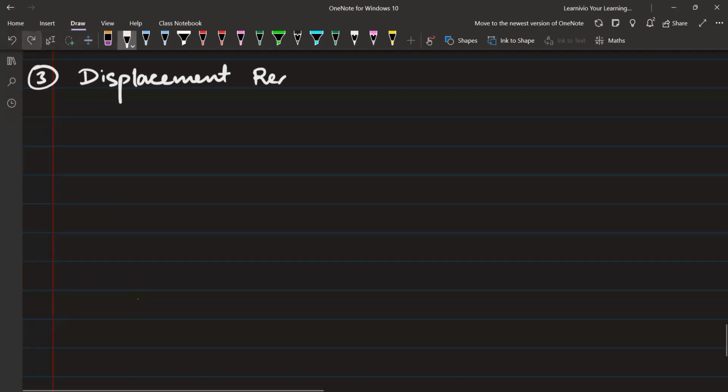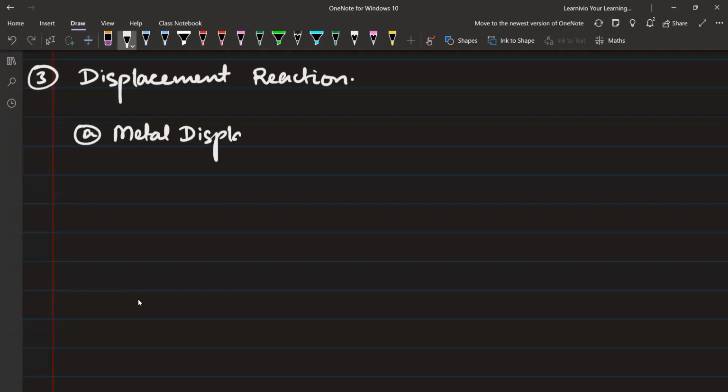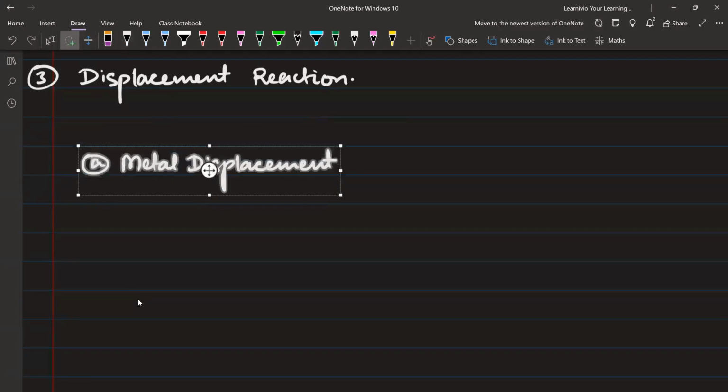Now, displacement reaction is a bit important because here we have metal displacement and non-metal displacement. Metal displacement is easy. In metal displacement reaction, achha, what happens in a displacement reaction in general? Please look carefully.